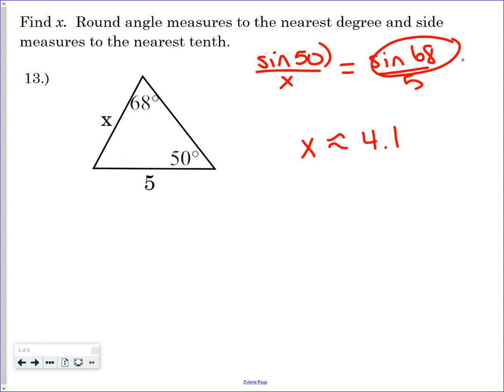Okay. So you're going to push, you do 50 sine, right? So do 50 sine times 5 divided by 68 sine equals. So try to do it without me. Okay? Anybody else? Same thing? You got it. Okay.